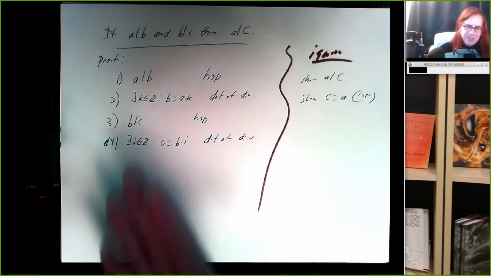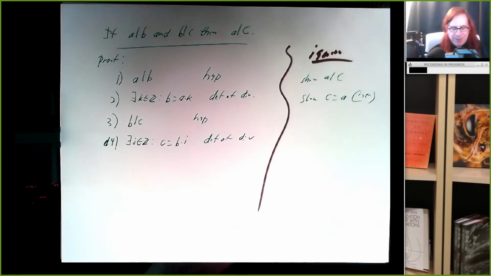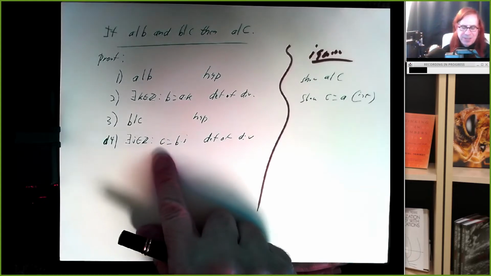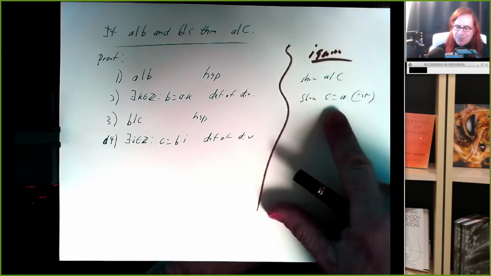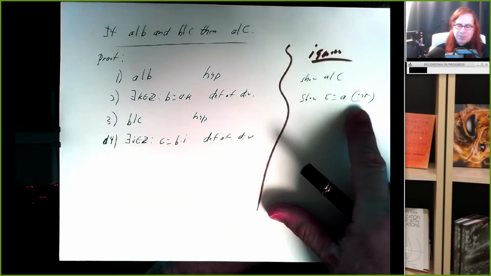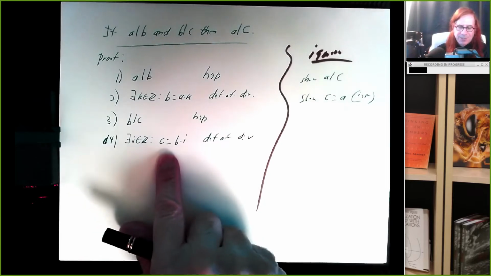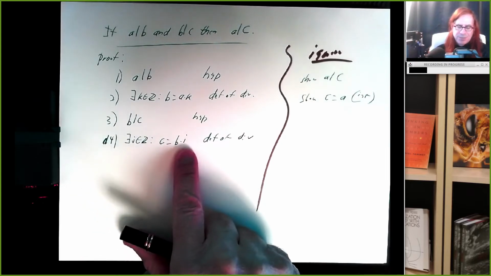Well, what have I done so far? I've only got one statement that really involves c and an equal sign, and that's right here, and I've shown that c is equal to b times an integer. Well, I want to show that c is equal to a times an integer. And I know that c is equal to b times an integer.